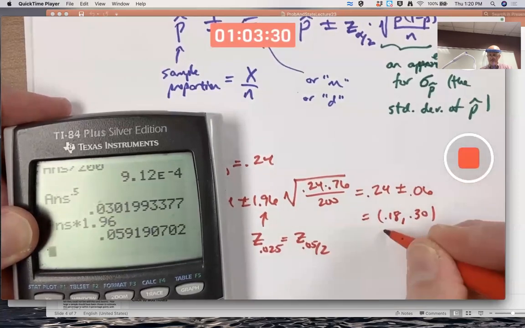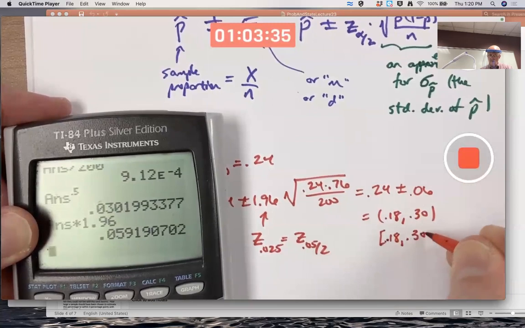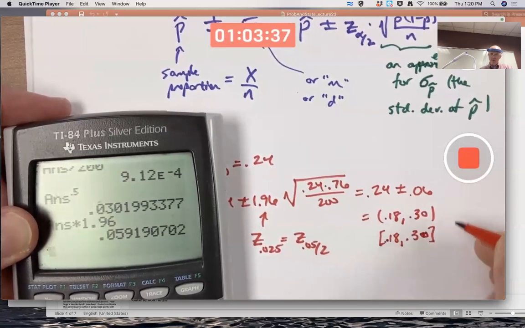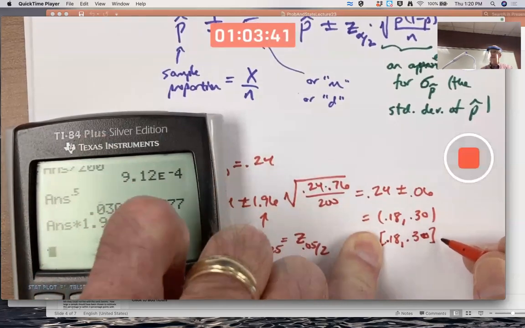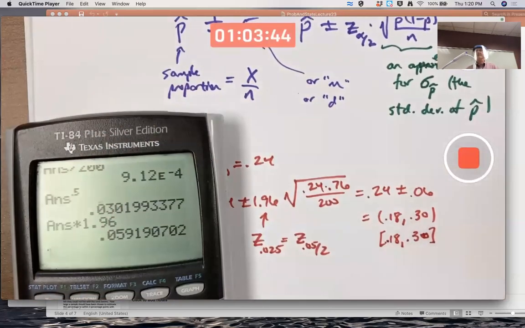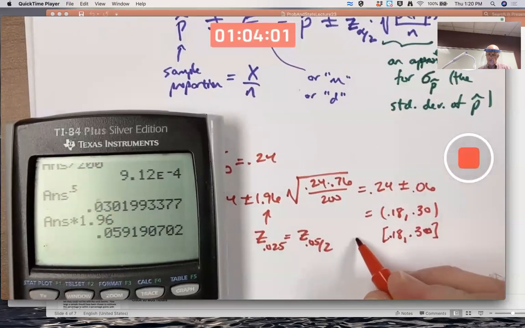And I don't care if you use an open interval notation or closed interval notation, it's not a big deal to me. Open interval means do not include the endpoints. Closed interval means do include the endpoints. These confidence intervals are just approximations anyway. So it's not really a super big deal if you include the endpoints or not in your answer. The variable's continuous. It's not a super big deal. I shouldn't say equals here, but I'll say or.